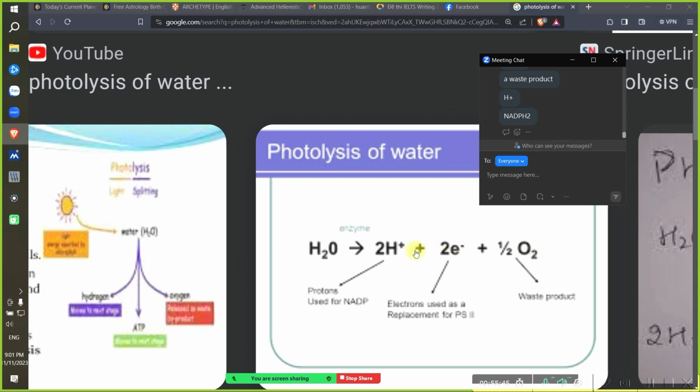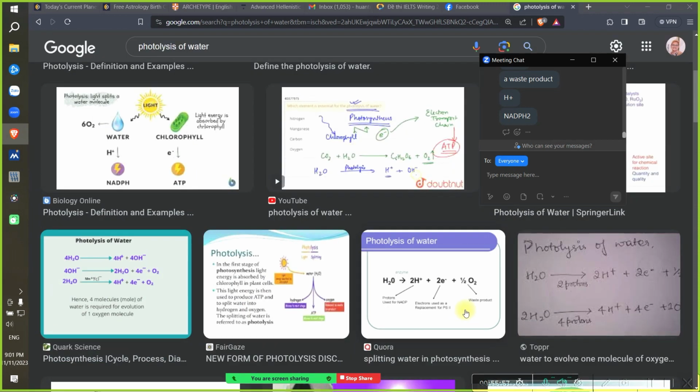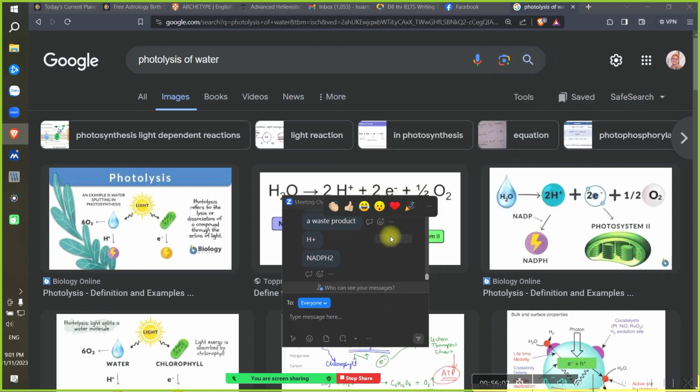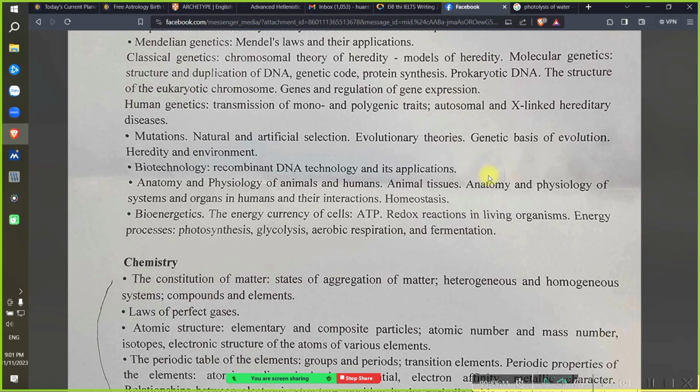Oxygen là waste product nè. H cộng thì mà được use cho NADP nè. Còn electron nó dư ra được sử dụng như là thay thế cho mấy cái photosystem, nó gọi là hệ thống photosystem 1 và 2 gì đó. It's very complicated, to be honest with you. Very complicated. Alright, nó có mấy cái photosystem lận, 1 và 2. Anyway. Alright, and let's move on now, shall we?